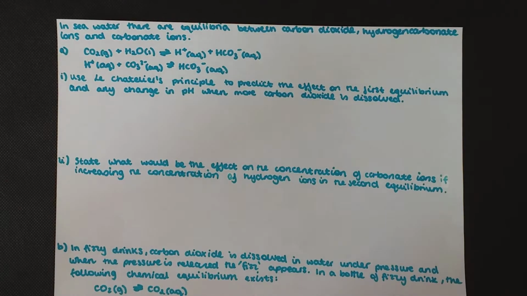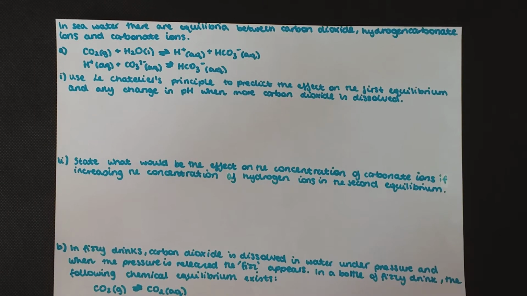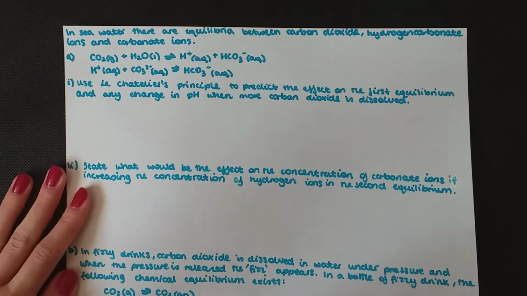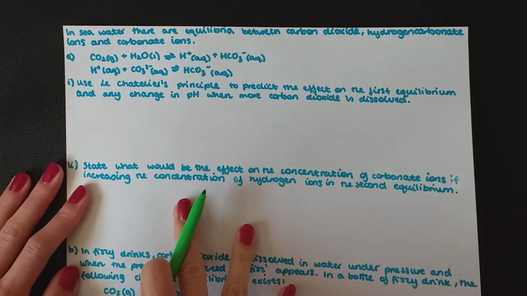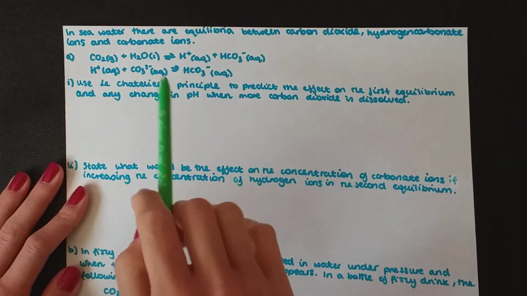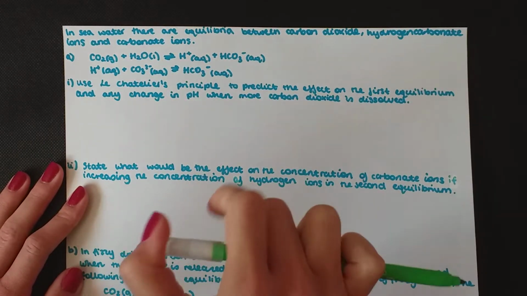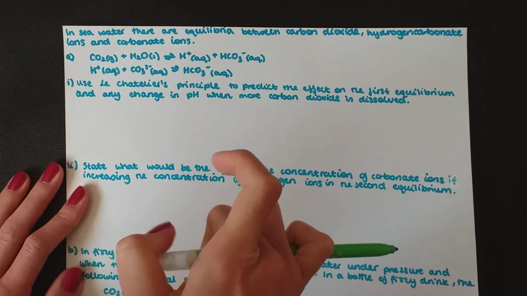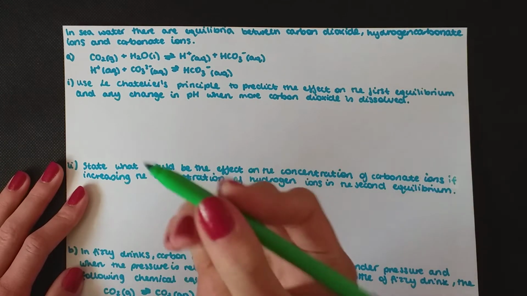Okay, so I have another question for you. In the seawater, there are equilibria between carbon dioxide, hydrogen carbonate ions, and carbonate ions. And here are two equations. Now we have to use Le Chatelier's principle to predict the effect on the first equilibrium and any change in the pH when more carbon dioxide is dissolved.